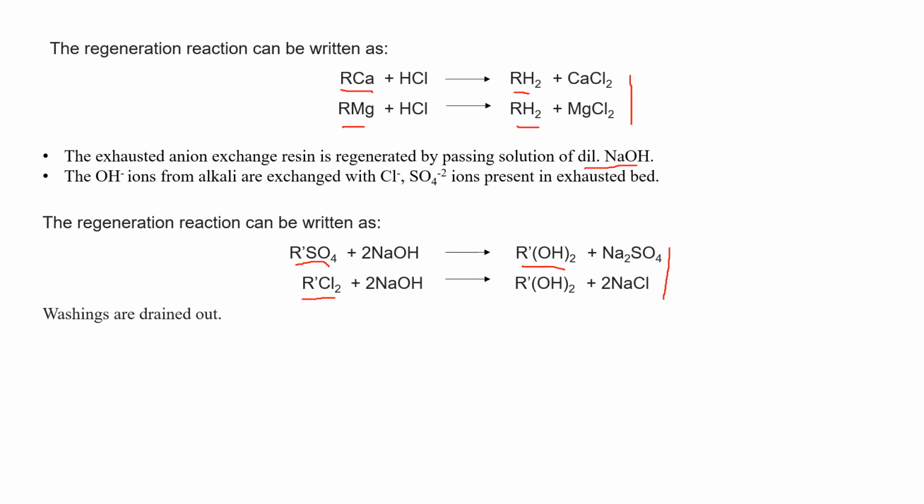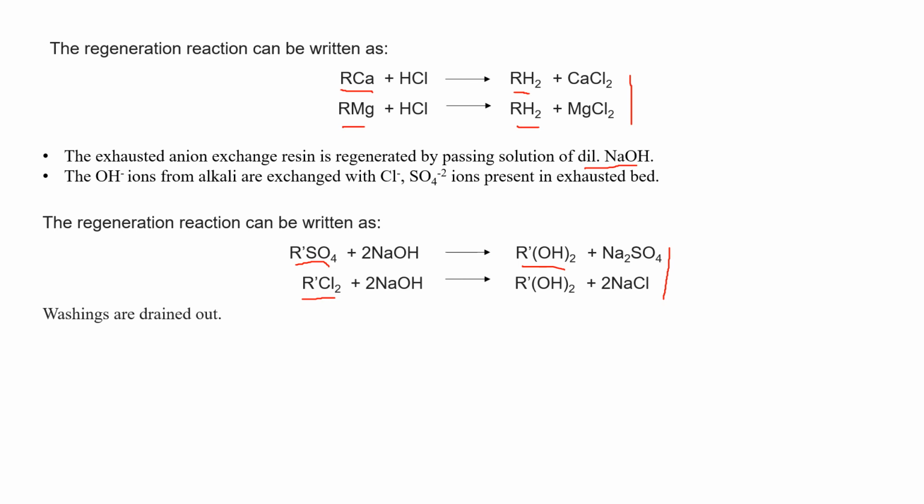Now what are the advantages of this demineralization method? Highly acidic or alkaline water can be purified by this method. Water obtained from the demineralization process will have very low hardness, about 0 to 2 ppm. The deionized water is suitable for high pressure boilers. So these are the advantages.